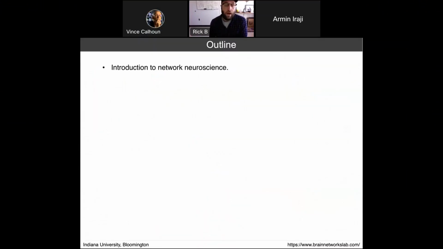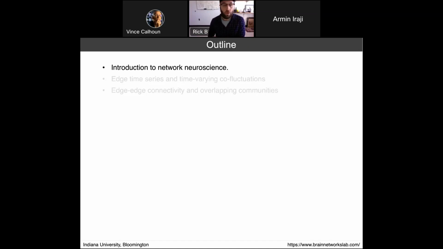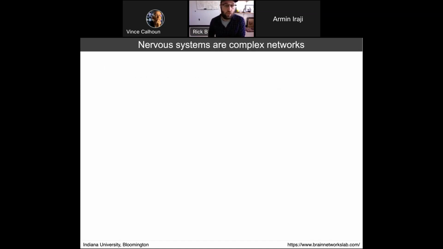So a brief outline: I will give a very short, very high-level introduction to network neuroscience, the space in which my lab works. I will then talk about this construct called edge time series and how we can use this to measure time-varying cofluctuations. And I'll finish by talking about what we call edge-edge connectivity, or edge functional connectivity, and how this can be used to probe the pervasively overlapping community structure in brain networks. So today will end up being a technical talk. It's about tools, but I'm going to try to convince you that these tools are ultimately useful, maybe for your own work.